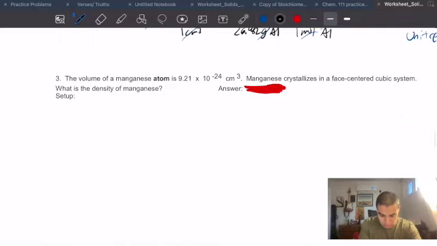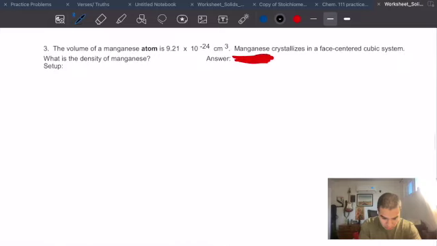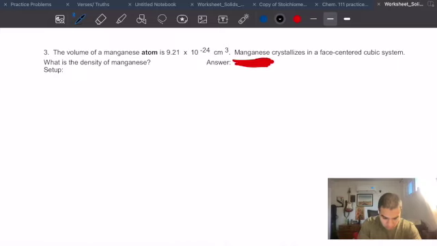This one is a bit harder, but we're going to approach it the same exact way. The volume of a manganese atom is 9.21 times 10 to the negative 4. So we're given, manganese crystalline is a face-centered cubic system. What is the density? Again, density is grams in this case. This is the same as volume of the unit cell.